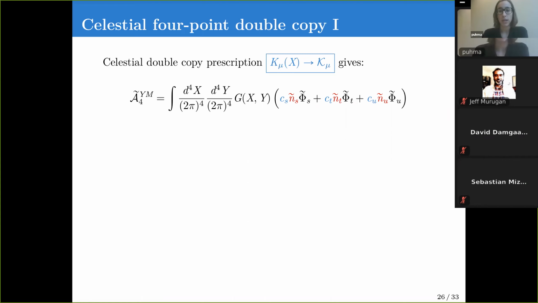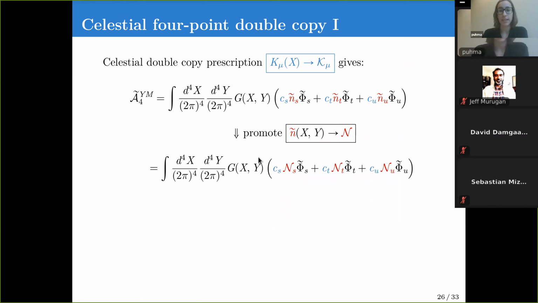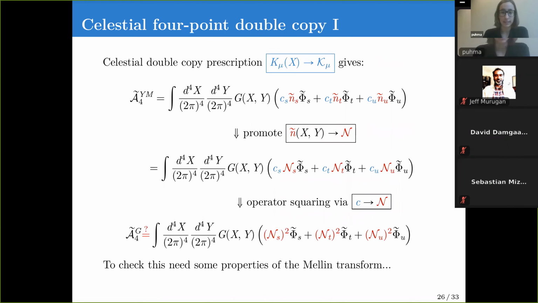Okay, so now we have a celestial Yang-Mills amplitude where these n's here are now operators acting on the wave functions phi. Then the next step would be to replace the color factors by another set of these operators rather than the numerators. And so we get an expression where we have some numerator operator squared in each of the channels. And the question is, does this correspond to the celestial 4-graviton amplitude?